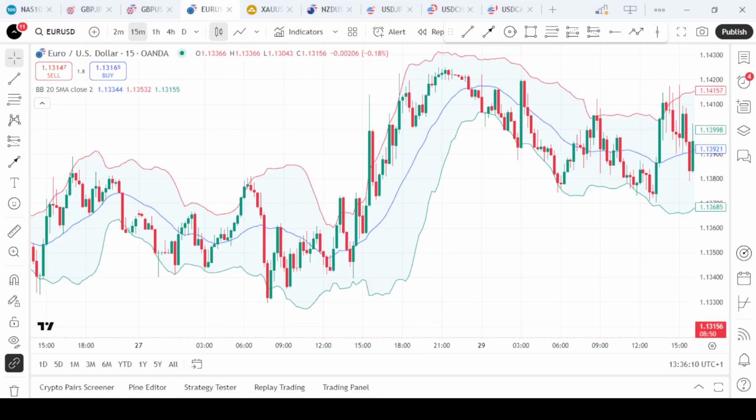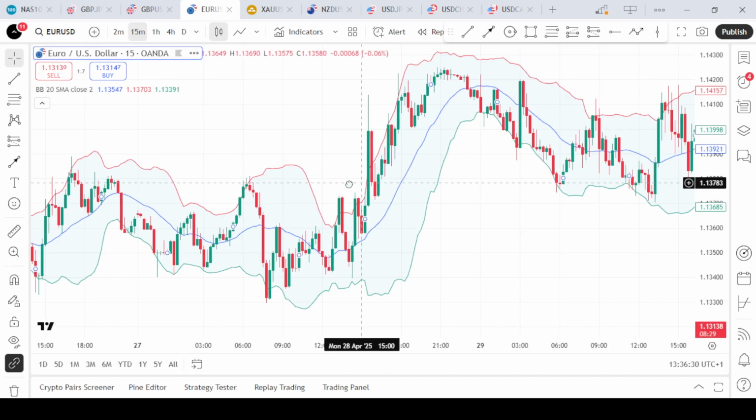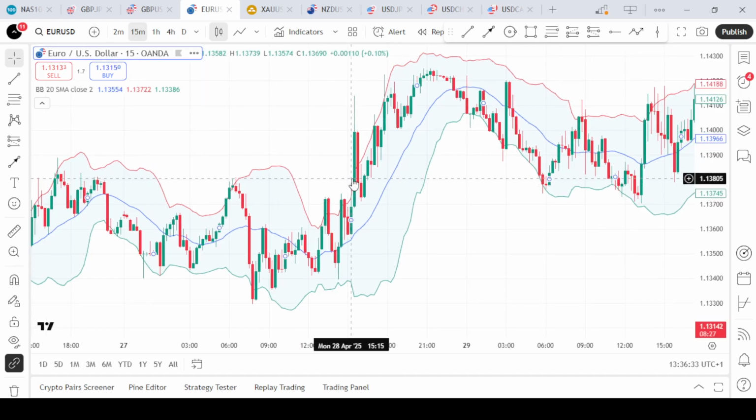The first step, you identify price consistently touching or hugging either the upper band or the lower band. And as you can see in this area, price was consistently touching the upper band. As you can see, price touched here, price touched here, price touched here. And this is a good example of this trade.